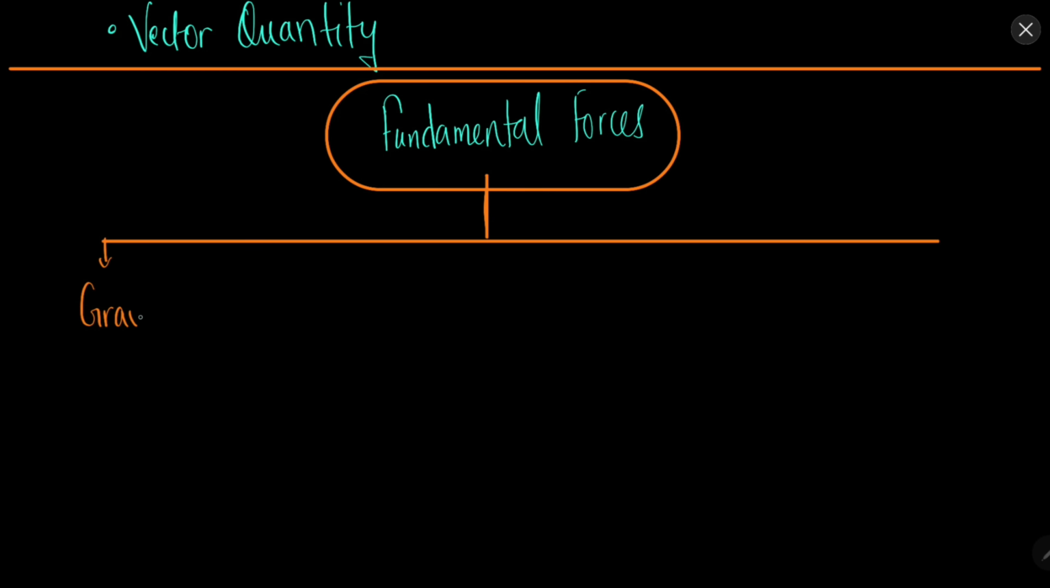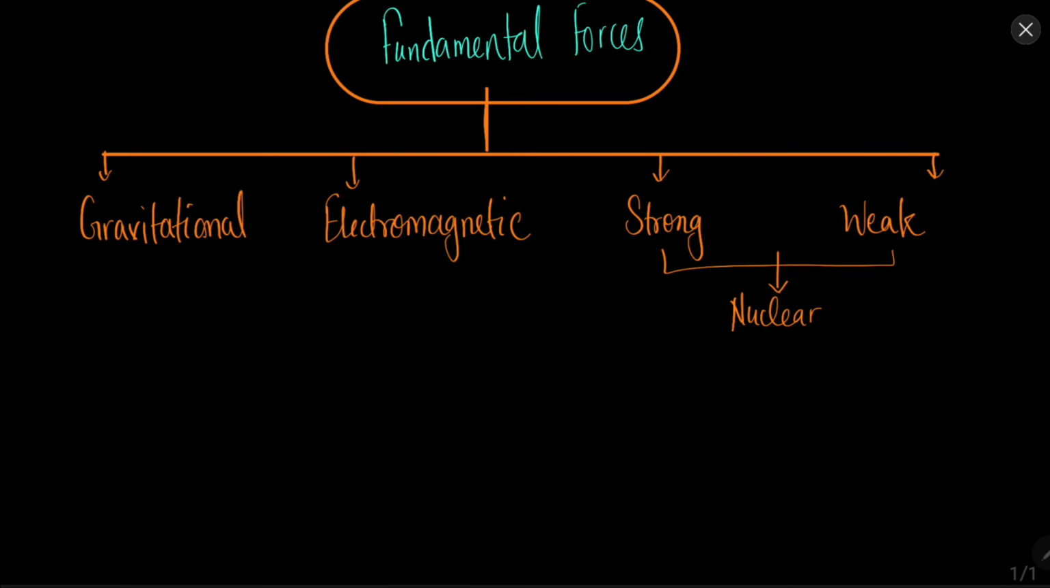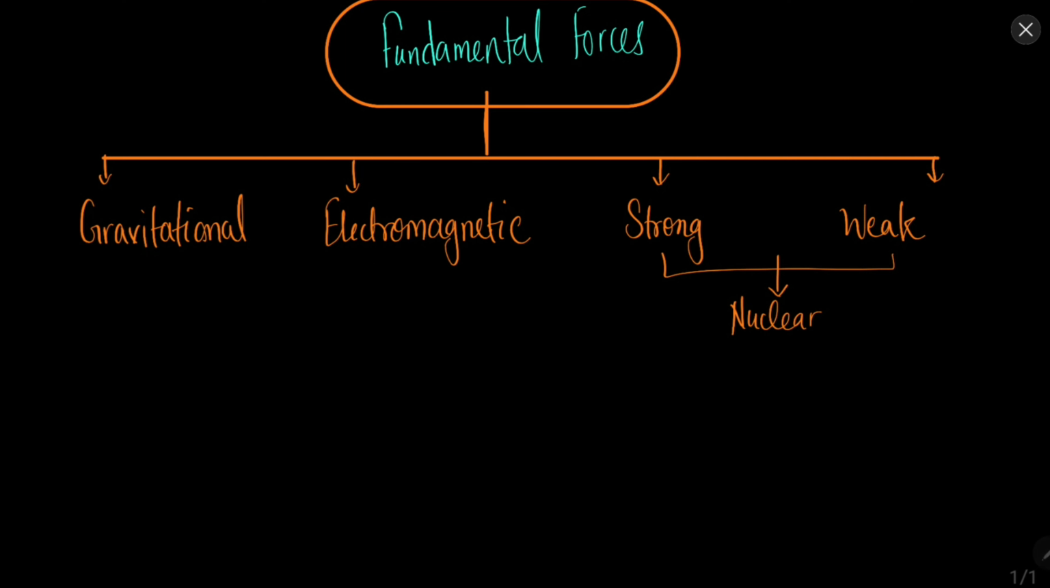First is the gravitational force. It is quite famous. Second one is the electromagnetic force. Third one is the strong nuclear force, and the fourth one is the weak nuclear force. These 2 forces are combinedly called nuclear forces as well. Why? We will discuss in a while. So there are only 4 types of forces in the universe. Any force can be described in terms of these 4 forces.